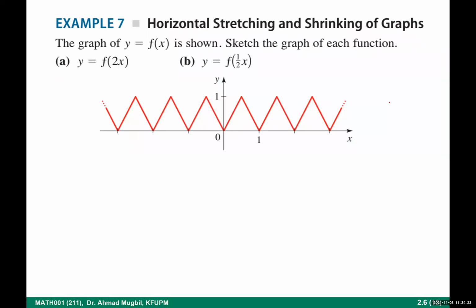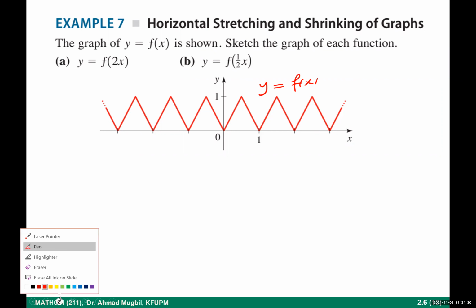Let's look at this example. This graph is for y equals f of x, the original function. Now, how will the graph of this function be? Sketch the graph of y equals f of 2x. What will happen? What is the factor of shrinking? Every point will be shrunk by what? By half.